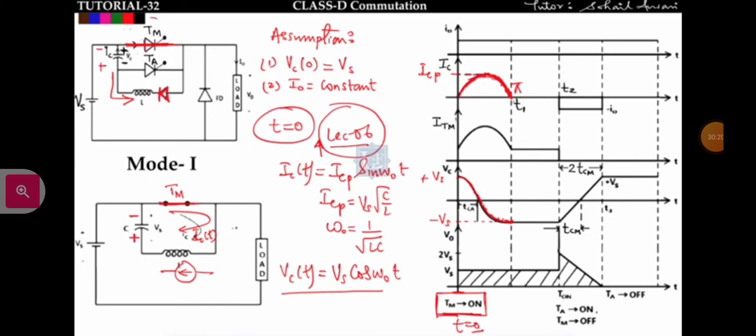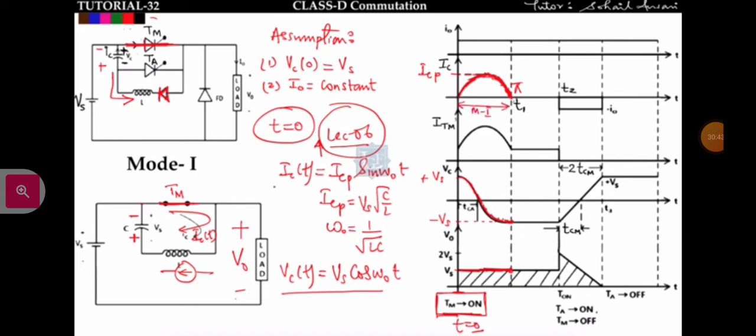Now see in mode 1. In mode 1, what will be the output voltage? See, the main thyristor is conducting, right? So main thyristor conducting means output voltage is equal to Vs only. So in mode 1, output voltage is equal to Vs, like this. Okay, so from 0 to T1, this is mode 1.